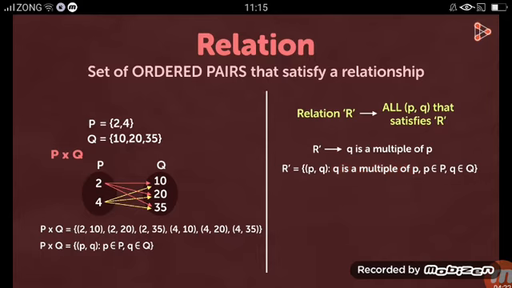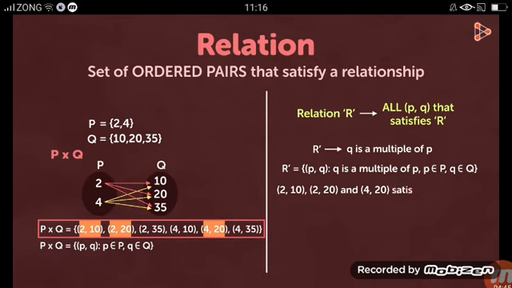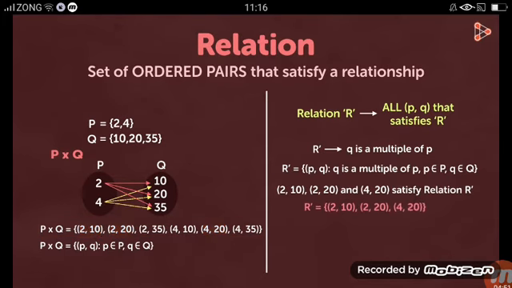Now let's choose ordered pairs from the Cartesian product P cross Q that satisfy the relation R'. Look at the ordered pairs in the Cartesian product. Notice that 10 is a multiple of 2, 20 is a multiple of 2, and 20 is a multiple of 4. So we get the ordered pairs (2, 10), (2, 20), and (4, 20), such that every ordered pair satisfies the relation q is a multiple of p. This is the roster method to represent set R'. Roster means list.